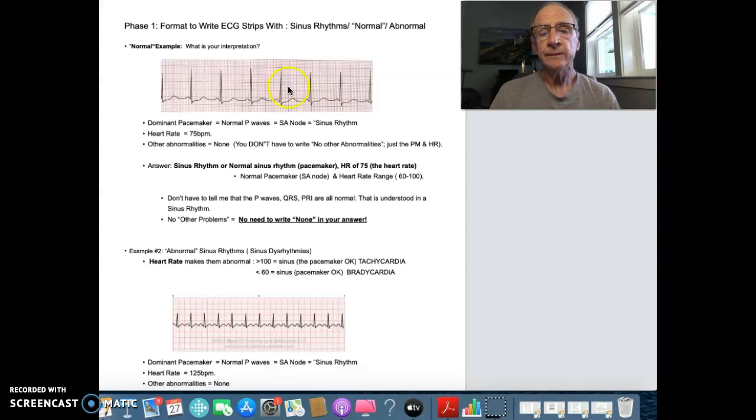So we don't have to put anything in our answer if there isn't. So the answer to this particular interpretation is a sinus rhythm, or you could call it a normal sinus rhythm, heart rate of 75, and that's all you need. You don't have to tell me in your answer that the P waves are normal, the QRS are normal. That's understood when you tell me it's a sinus rhythm. Again, when you're on step 3 and you find there are no abnormalities, you don't have to put that in your answer.